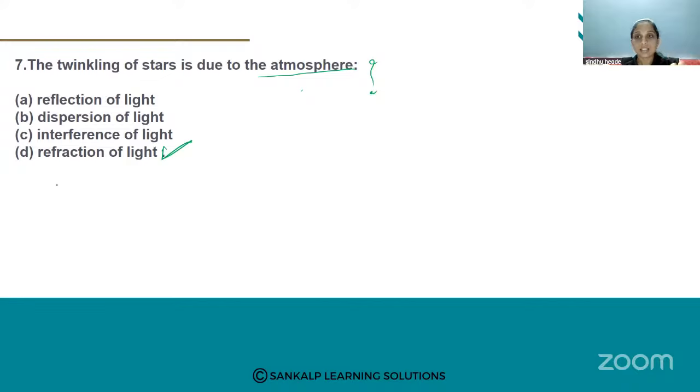Twinkling of stars occurs due to the refraction of light in the atmosphere. So D option is correct.